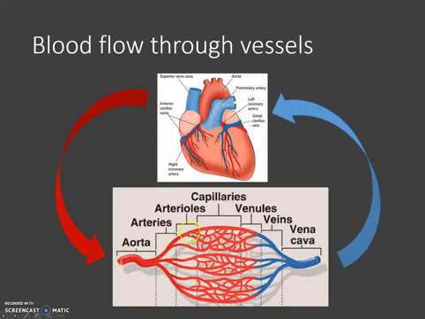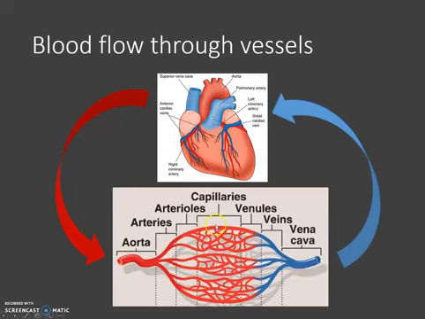Arteries then further branch in order to form arterioles, and arterioles are just small arteries that lead into capillary beds. And all major tissues, or I should say most major tissues and organs, have a capillary bed in them. And the capillary bed is where nutrient and gas exchange happens.